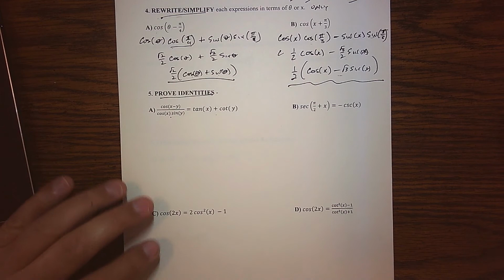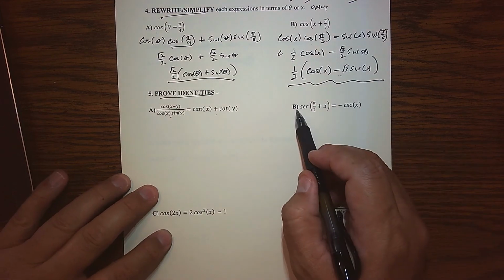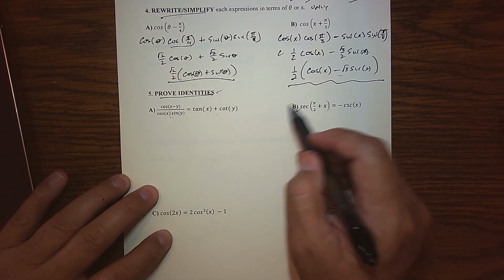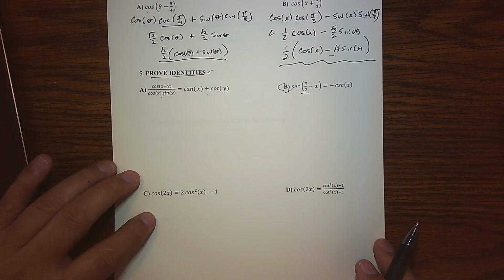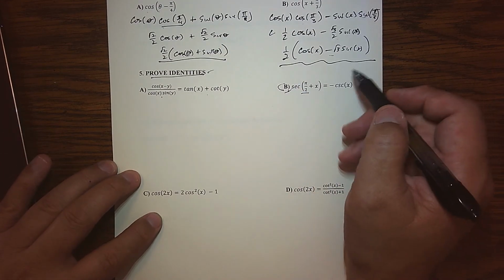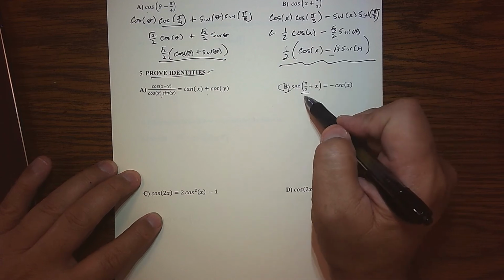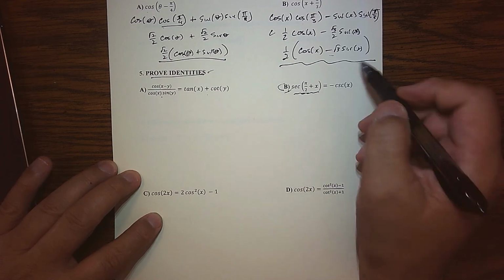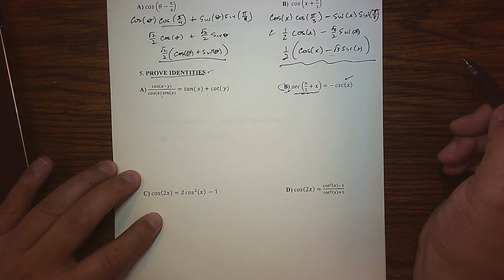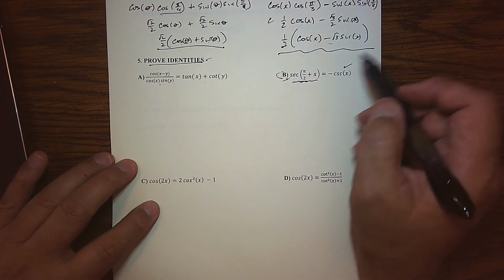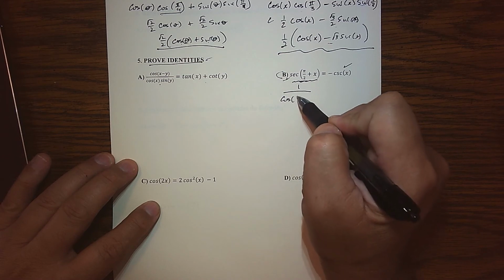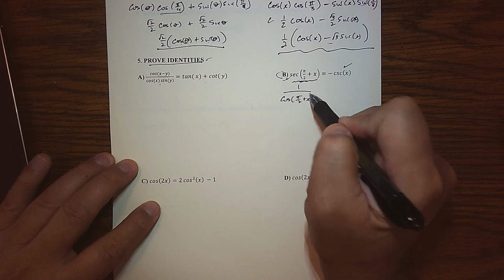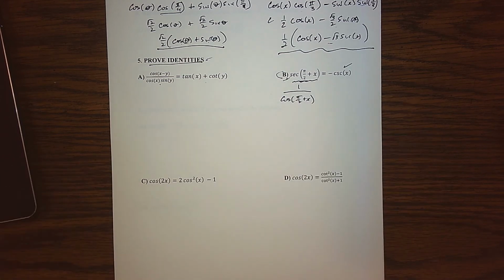Alright, as a matter of fact, how about I do this? We'll prove the identity letter B, because it's a lot like what we just did up here, so I'll do that in one video. So secant of pi over 2 plus x. Well, the first thing we probably want to do is start with this side and try to make it look like that side to prove this identity. And probably the first move is to rewrite this using our reciprocal identity. So secant is 1 over cosine.